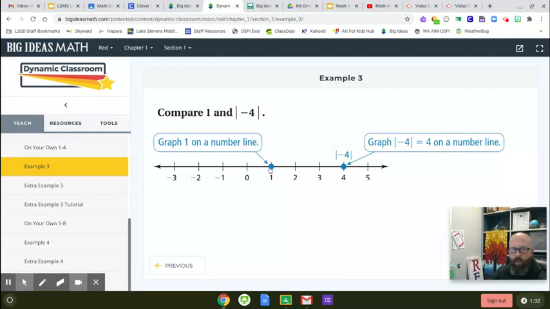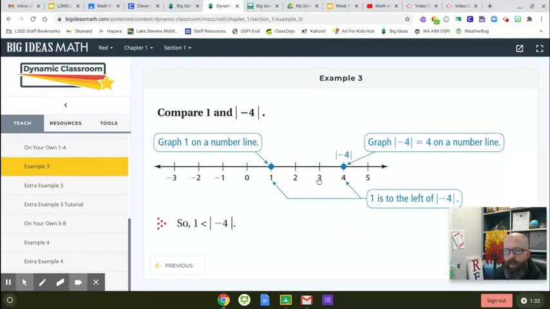So 1 just goes right here, and the absolute value of -4, they're trying to be a little tricky here. This is actually 4, right? So this is going to go here. And now we have to compare them. So 1 is to the left of absolute value of -4. So therefore it's less than. So 1 is less than. Remember, the alligator, if you learn that in elementary school, is going to eat the bigger number.